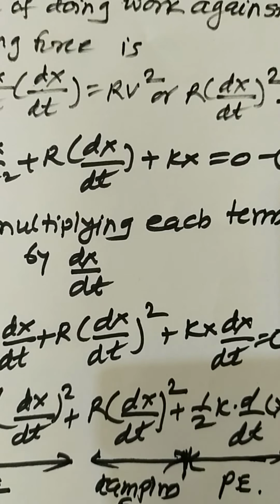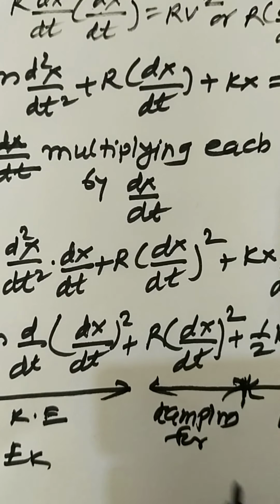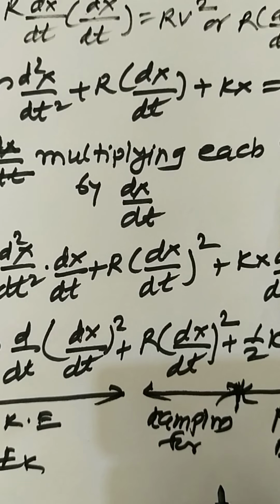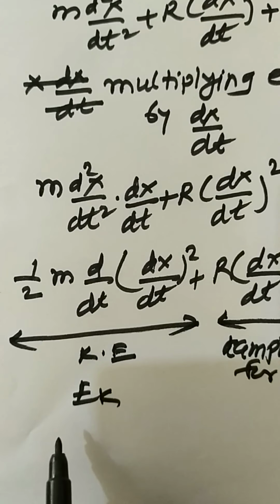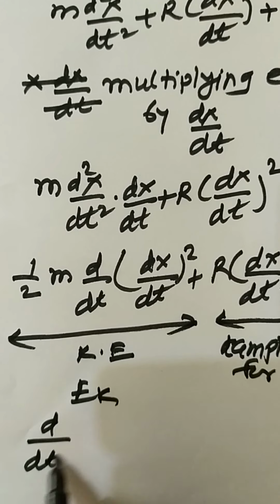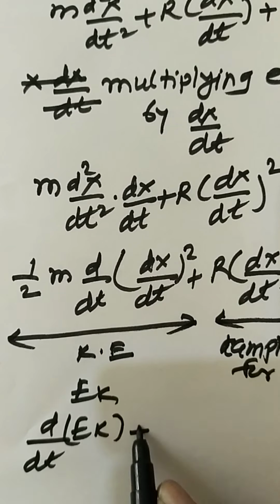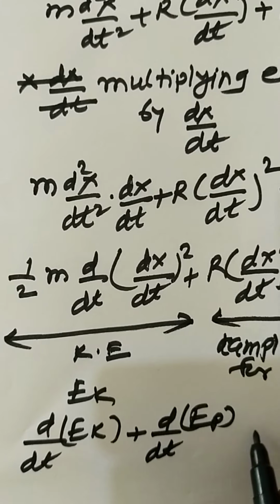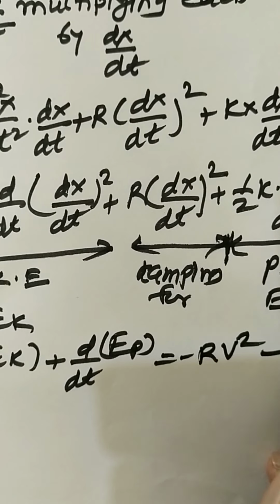If we denote the kinetic energy by Ek, the potential energy by Ep, and dx by dt by v, then equation 5 becomes d by dt of Ek plus d by dt of Ep equals minus R v square. This is equation number 6.